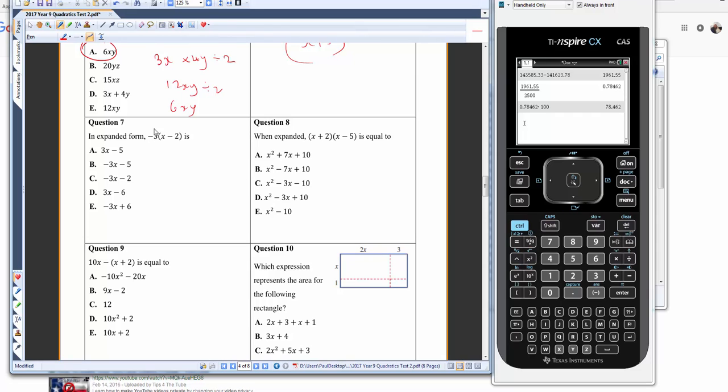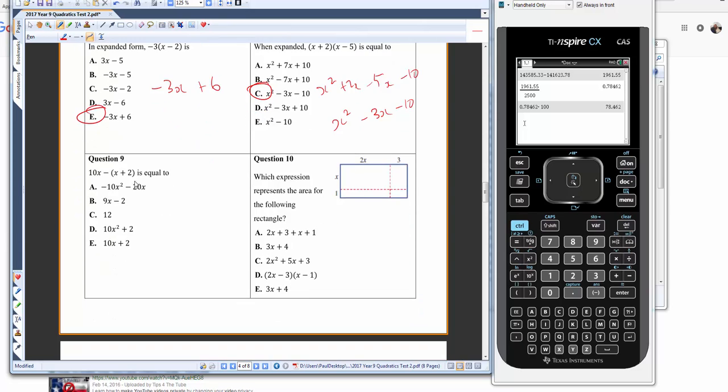If I expand this one out, again it's using the distributive law, negative 3x plus 6. When expanded, this is equal to x squared plus 2x, take 5x, take 10, which is x squared, take 3x, take 10. There it is.